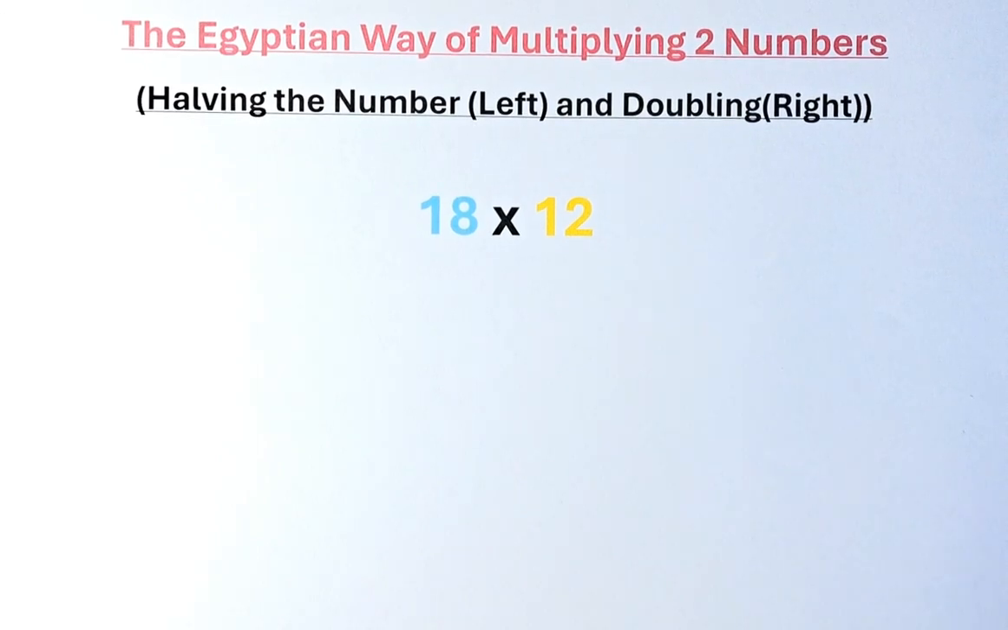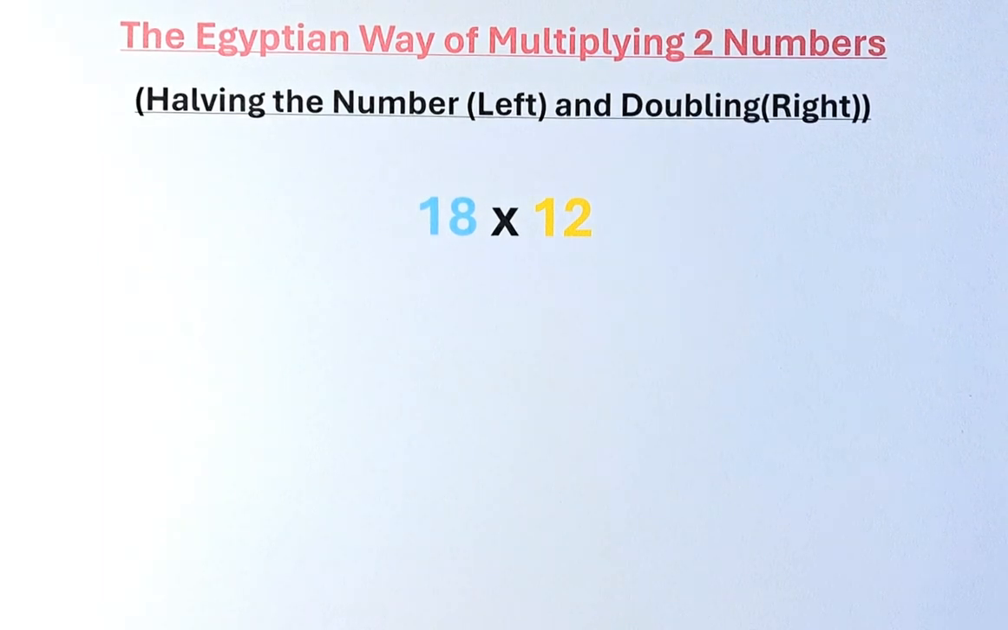Good day! In this video, we are going to learn a technique called the Egyptian way of multiplying two numbers. This technique involves halving the numbers on the left and doubling the number on the right and adding up the total at the end of it. So without further ado, let's do two examples. The first example is 18 multiplied by 12.